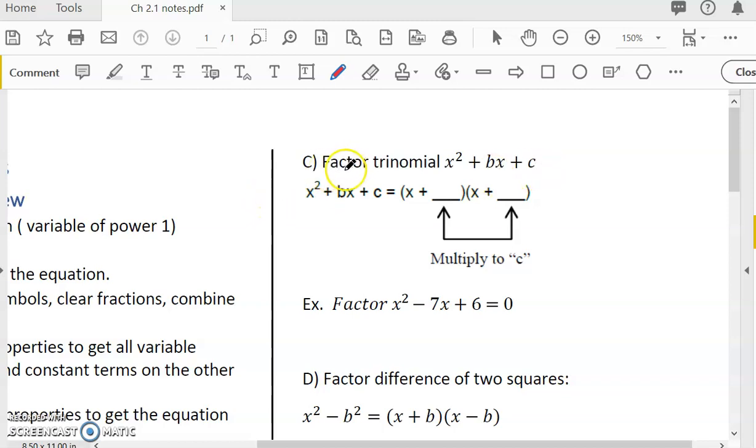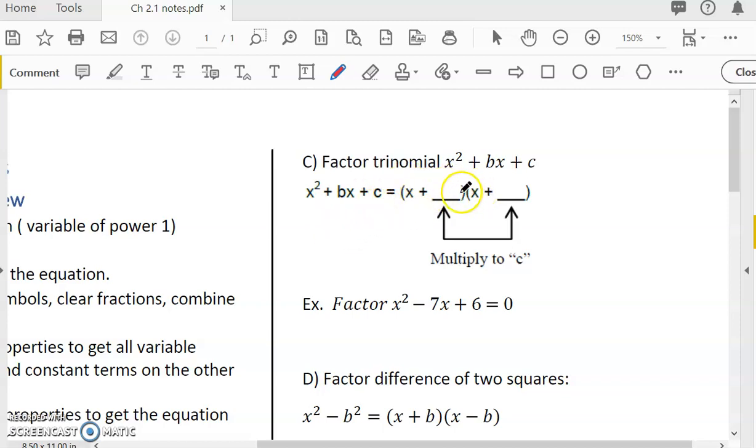Now, what does factor mean? Factor means writing this in terms of a product. So obviously x squared plus bx plus c has three terms and is not in product form. It turns out these can be written as (x plus something)(x plus something), because how do I have x squared? It must be from my two x's multiplied together.